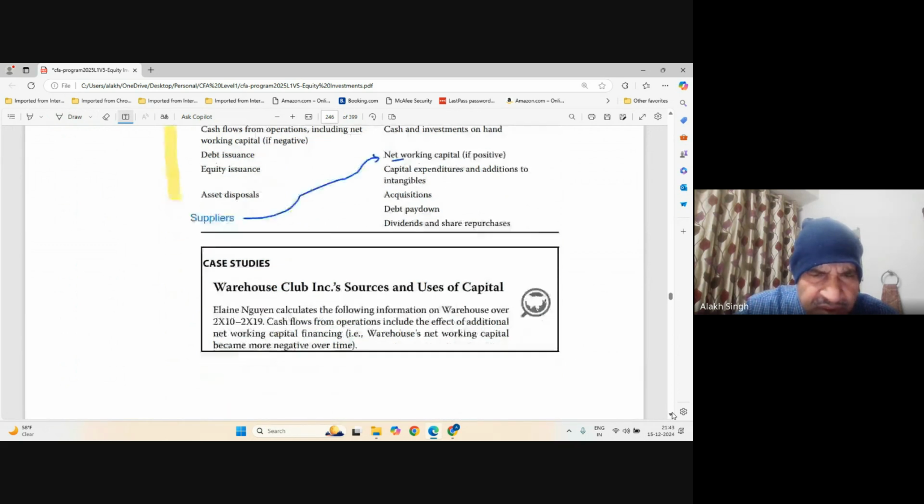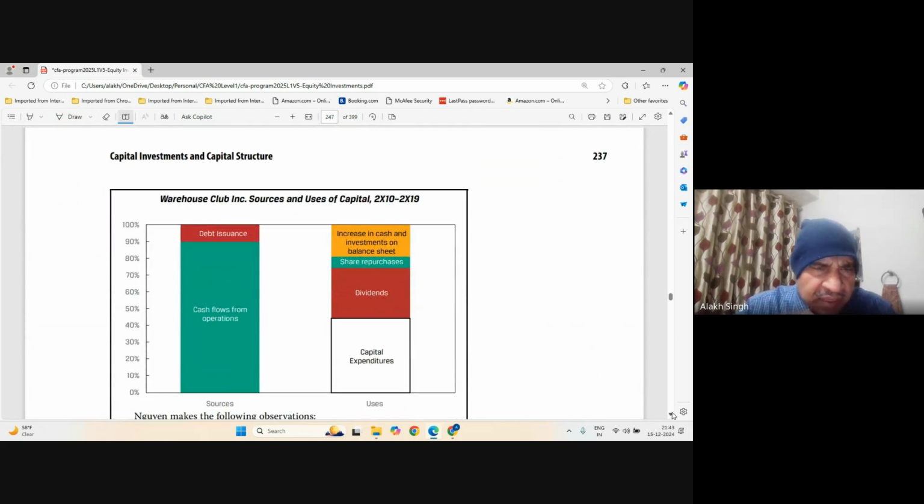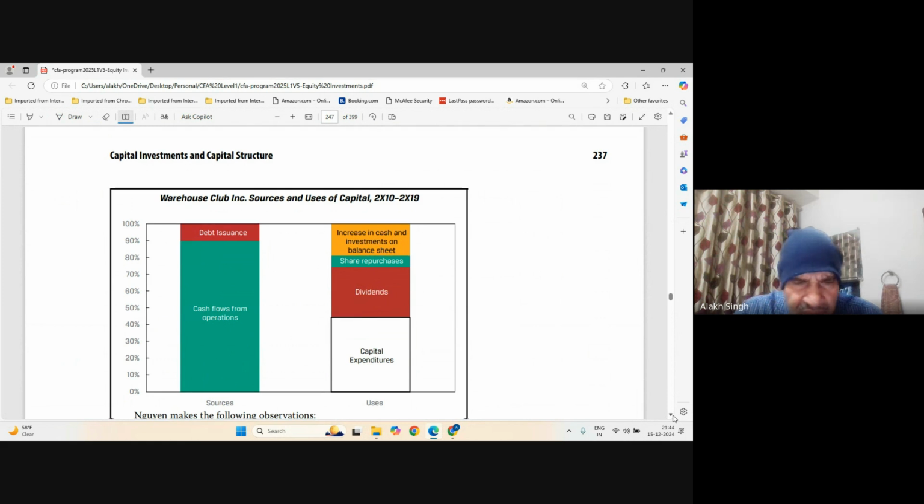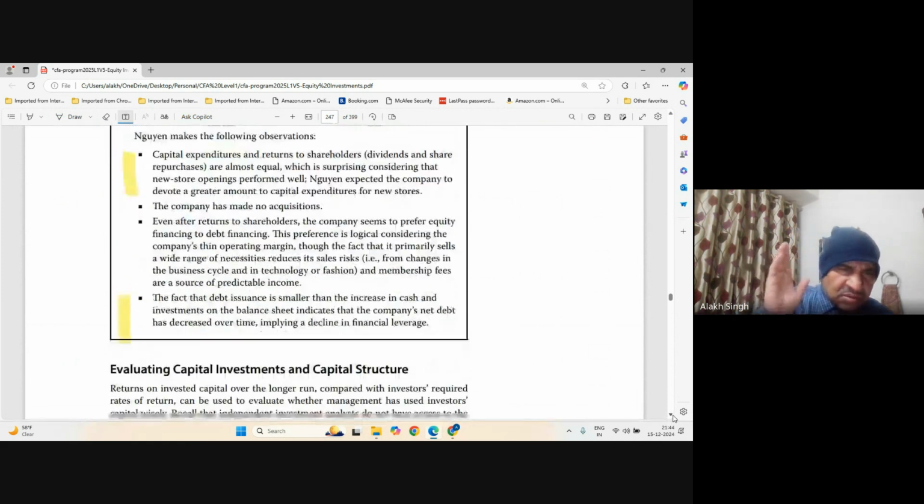Okay. So this one is the case study. So we will go back here. This company is using cash flow from operations. 90% of its cash flow is coming from operations and only 10% is debt. Now, how much is the share repurchases? It uses some percent, then increase in cash on investment on balance sheet, meaning cash balance increases, and then dividend paid, and capital expenditure. So that is where it uses. It is just a case study, nothing to remember here.